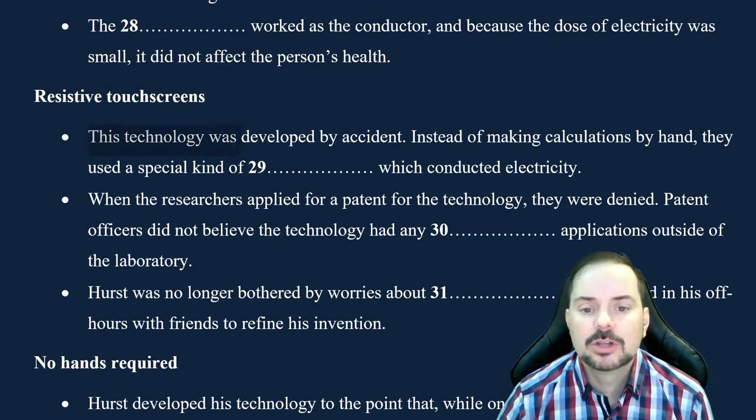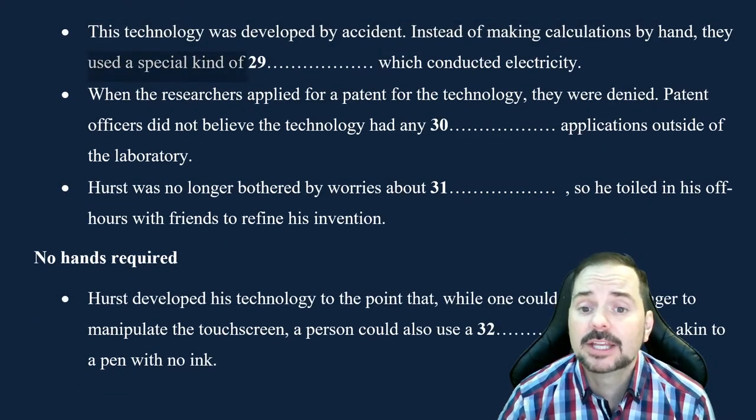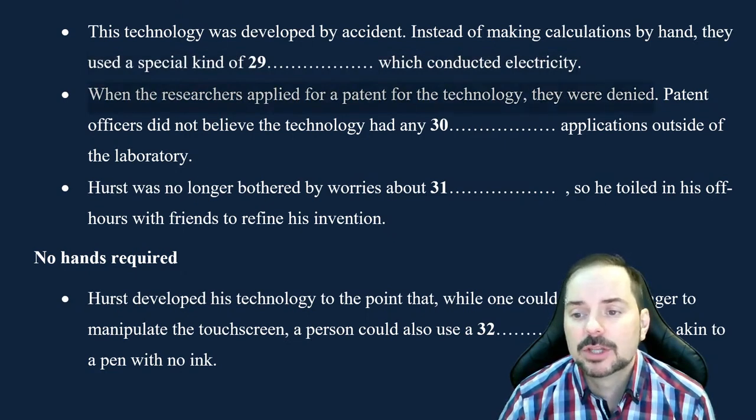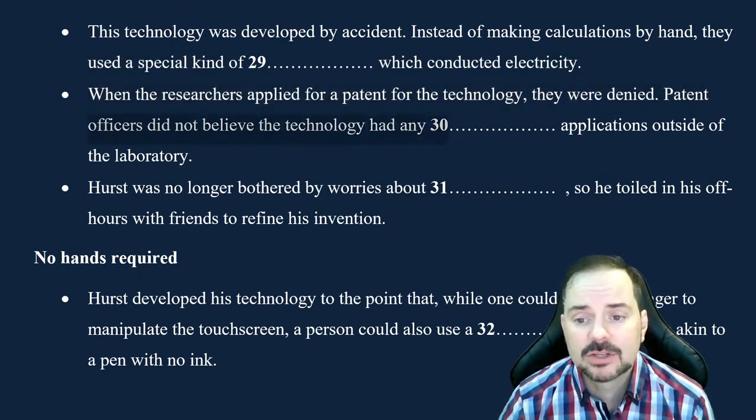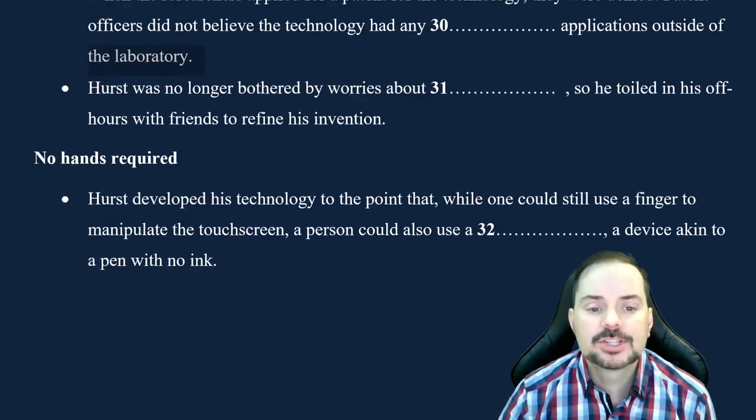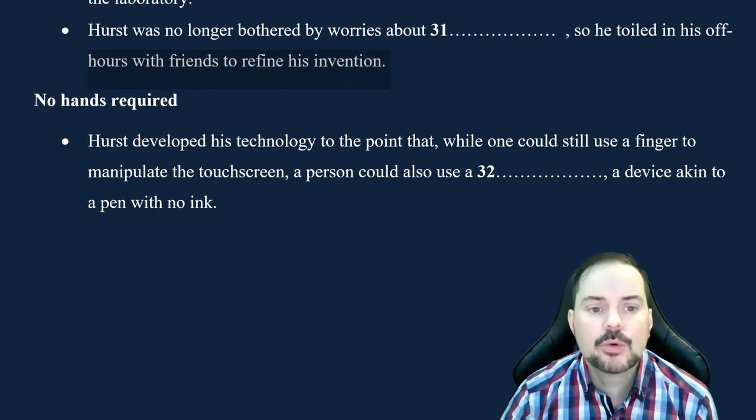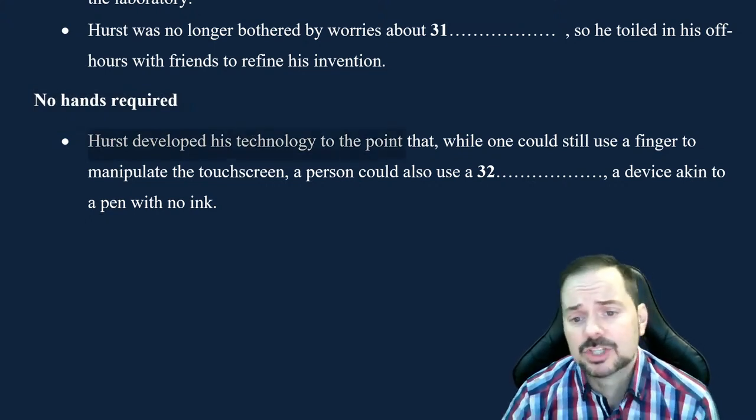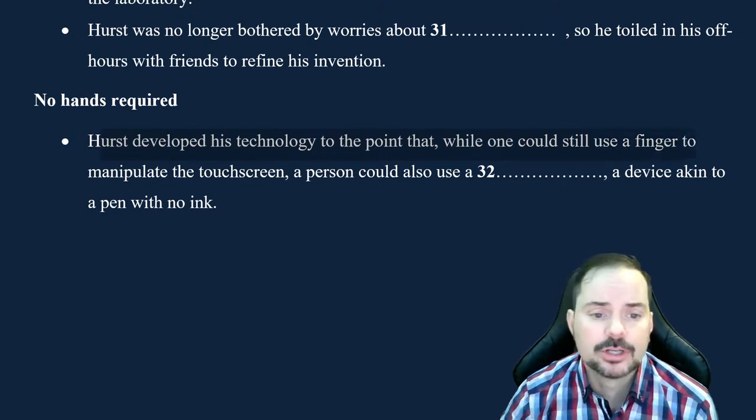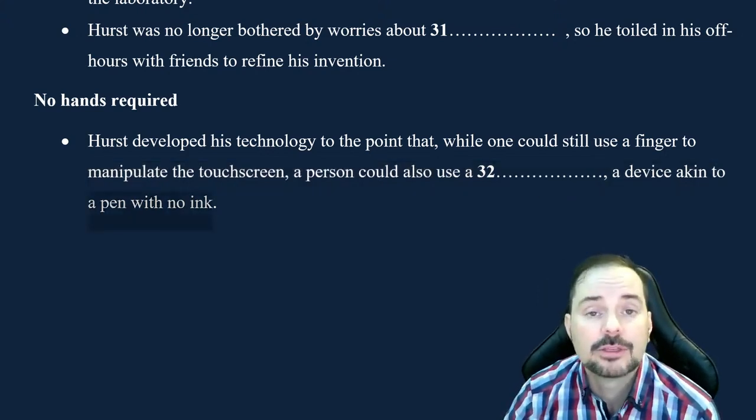Resistive touchscreens. This technology was developed by accident. Instead of making calculations by hand, they used a special kind of something which conducted electricity. When the researchers applied for a patent for the technology, they were denied. Patent officers did not believe the technology had any something applications outside of the laboratory. Hearst was no longer bothered by worries about something, so he toiled in his off hours with friends to refine his invention. No hands required. Hearst developed his technology to the point that while one could still use a finger to manipulate the touchscreen, a person could also use a device akin to a pen with no ink.